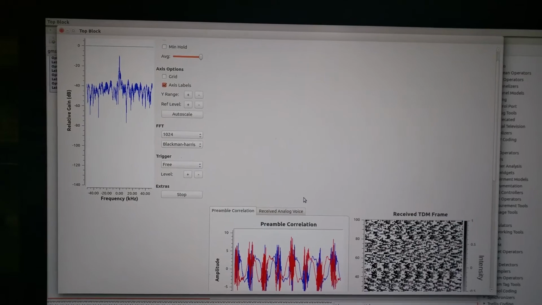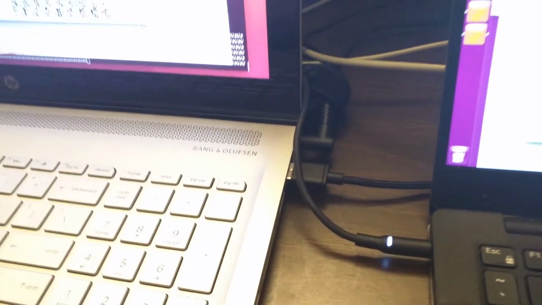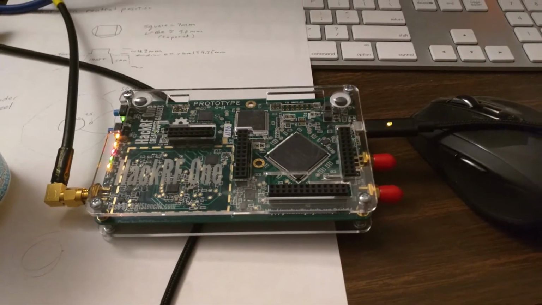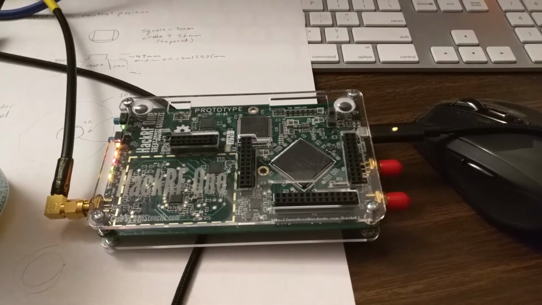So here, this particular computer is also connected to an SDR. So I'll just show you that it's this. It's a HackRF on this particular computer. So what we're trying to do is run all this stuff over the air. Here's the antenna for that particular one.